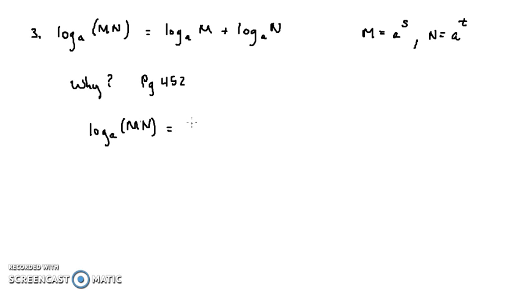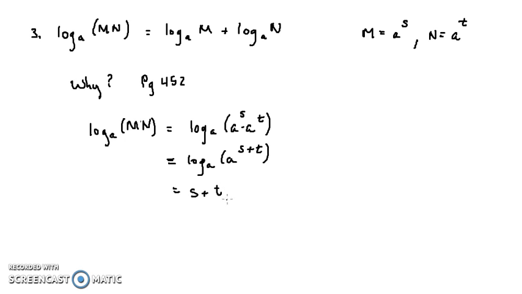And so that means that we can rewrite this as a to the s times a to the t. Now this is where our exponent rules that we already know kick in. If I have a to the s times a to the t, we add the exponents. So we're going to have log base a of a to the s plus t. Now rule number 2 kicks in. The bases match, so our log and our exponential cancel out, and we're left with s plus t.